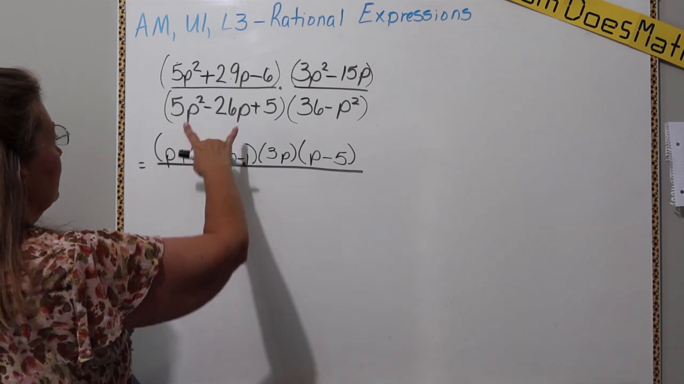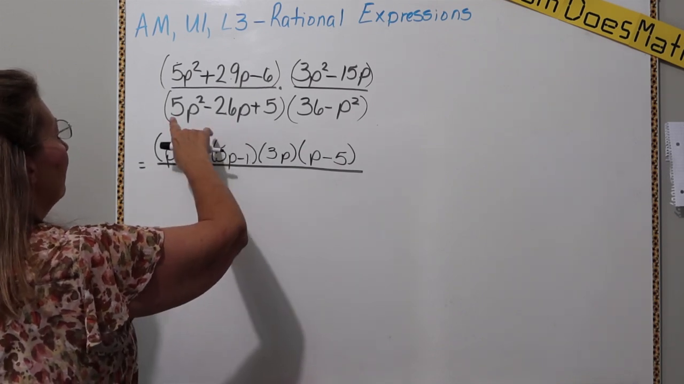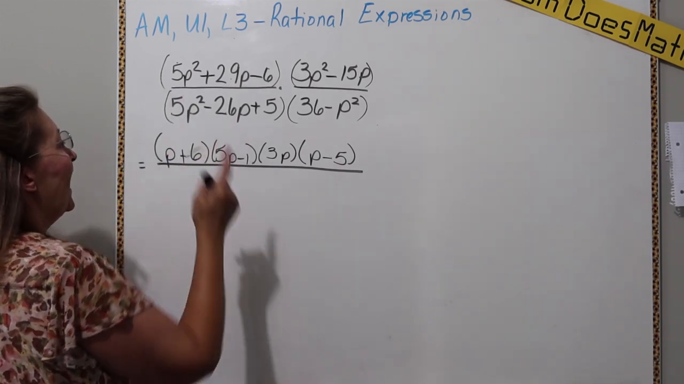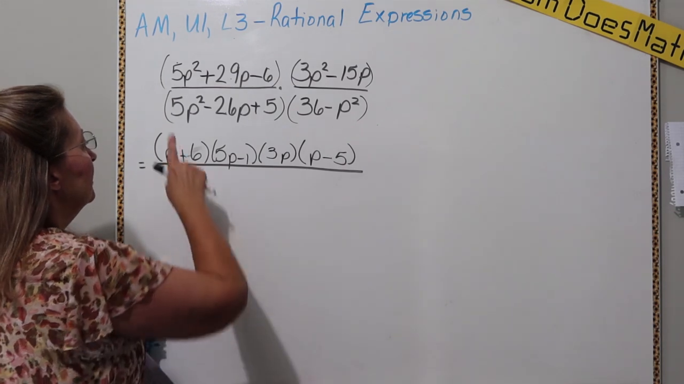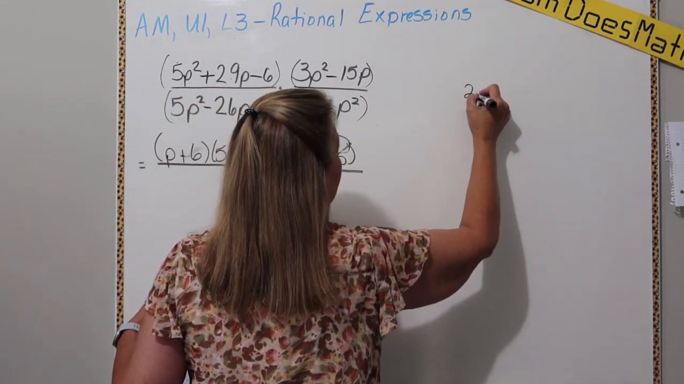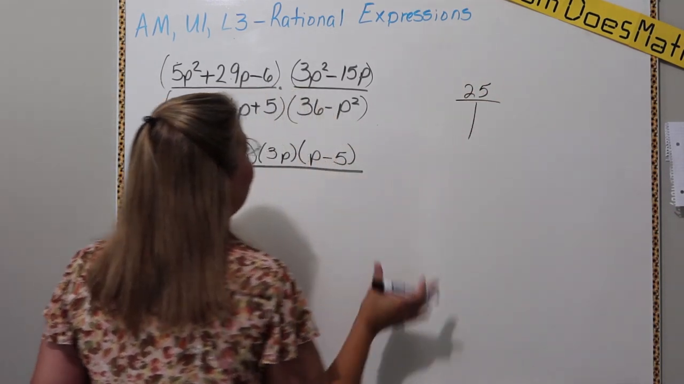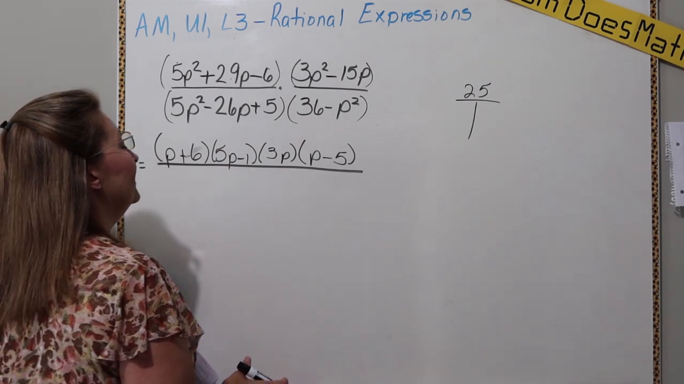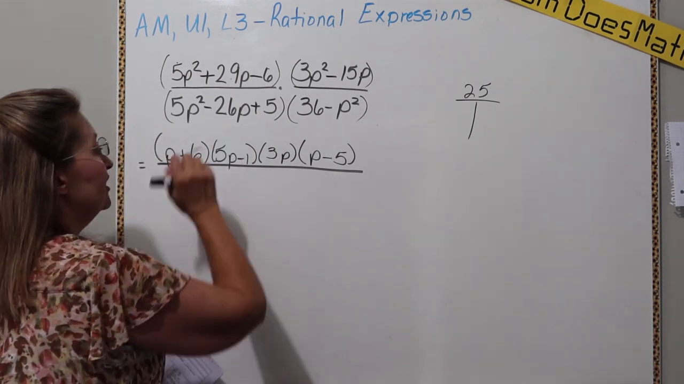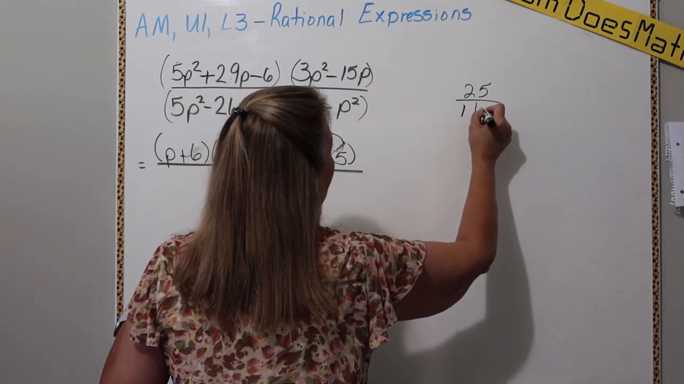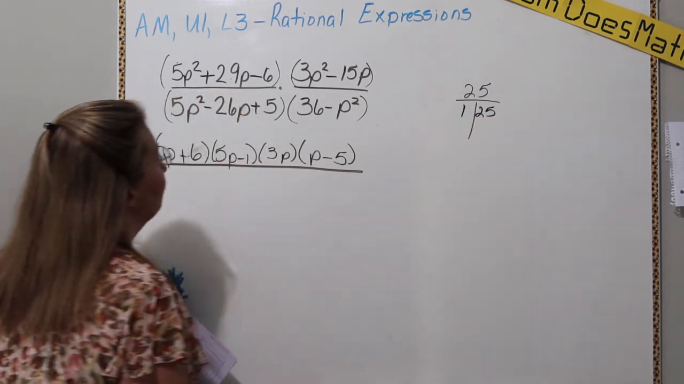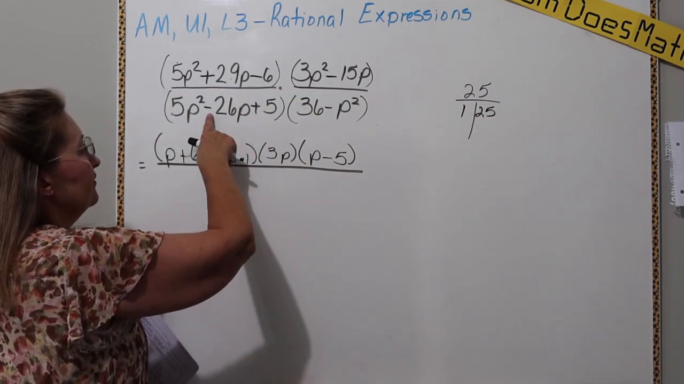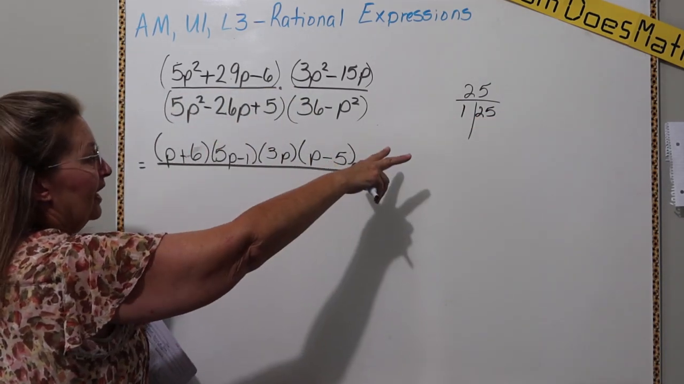Alright, same thing. There is no greatest common factor. I have a coefficient in front of the first term, so I have to use the AC method. 5 times 5 is 25. I need a pair of numbers that will multiply to give me 25, but add up to give me 26. Well, how about 1 and 25? Now, since this is positive and this is negative, they're both negative.